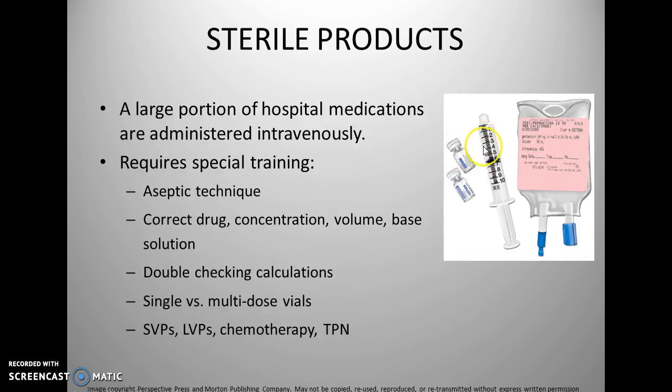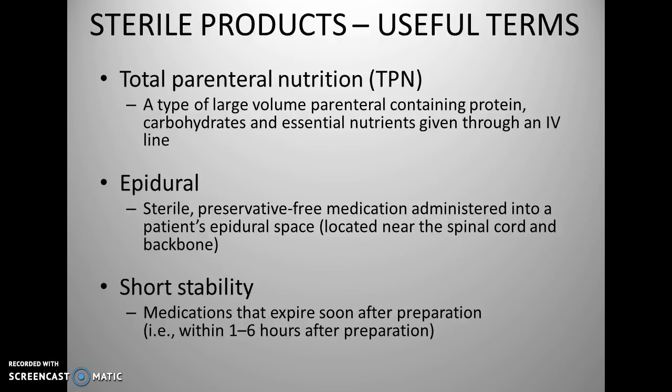So here will be a syringe, a small volume parenteral. Here possibly could be a large volume parenteral. That could be an IV drip. Then TPN, and that is usually a nutritional supplement that's given to patients. Okay, so here we go. The definition of TPN is the following. Total parenteral nutrition, a type of large volume parenteral containing protein, carbohydrates, and essential nutrients that's given through an IV line. We have epidural, very important.